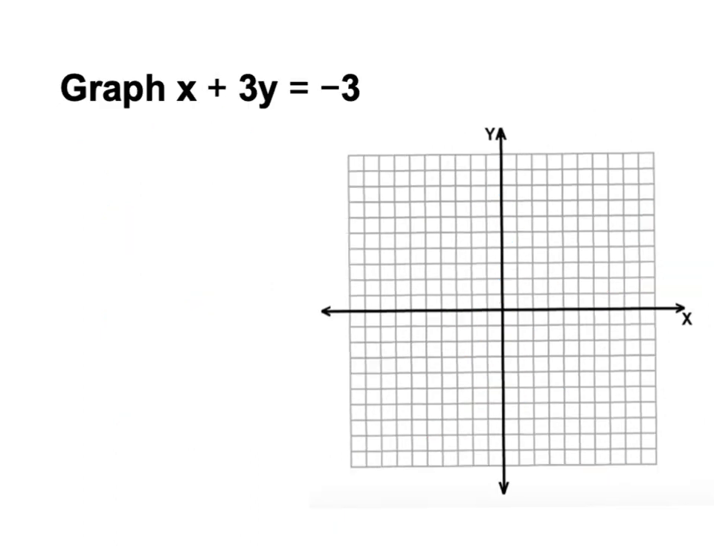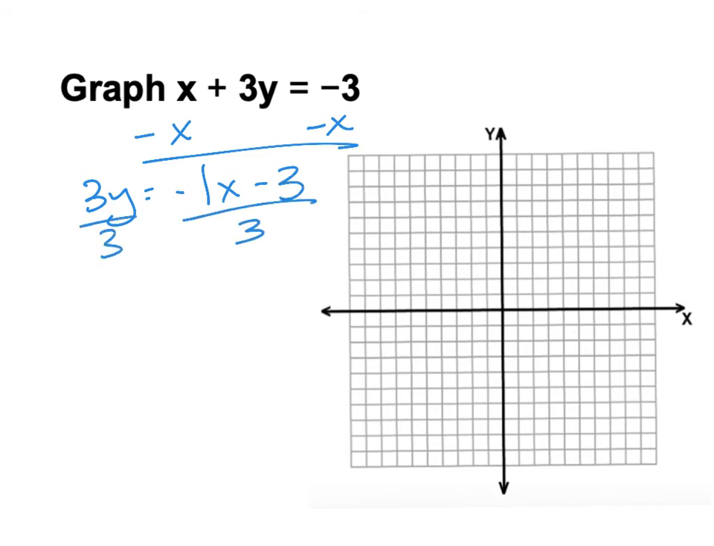Now, there's another. Feel free to pause the video and try this one. I'll do it quickly here. I'm going to subtract an x from both sides. So I get 3y equals a negative, and I'm going to put my 1x in there right away. Minus 3, divide by 3 on both sides.